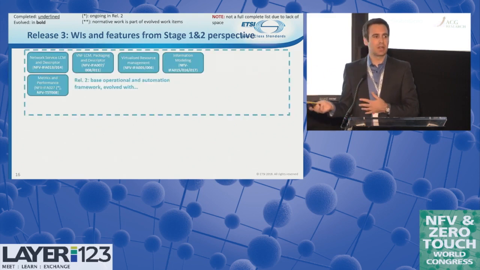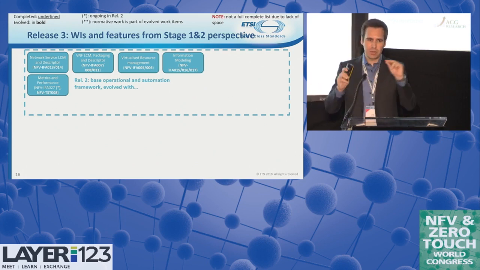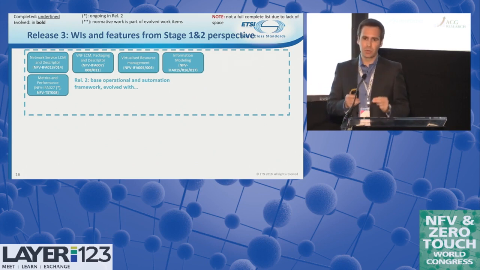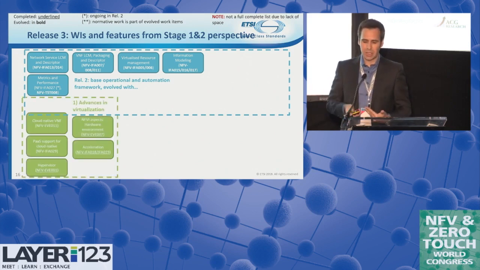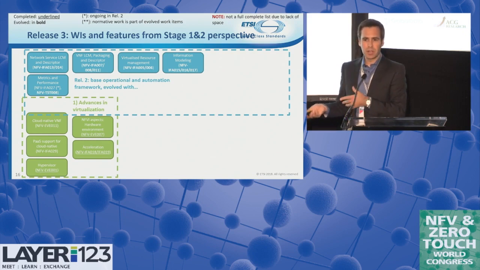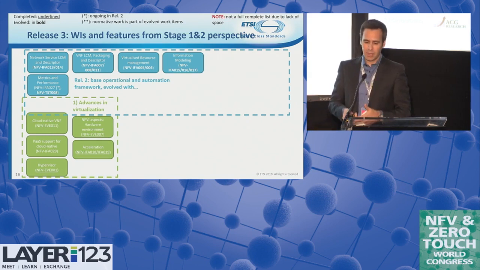Okay, this is a very similar slide, but in this one, the purpose is to give you a little bit more references to the actual work items that we handle for all these different aspects. This slide shows, for the time being, the representation from the stage 1 and stage 2 perspective. As I mentioned, we have all the inputs from Release 2 in terms of the baseline operational framework. We introduce advances in virtualization, like additional requirements for support of cloud-native VNFs. One of the things that we did was to also formalize the requirements for hypervisor-based virtualization. Also, we consider additional aspects of acceleration that were not possible to finish in Release 2.